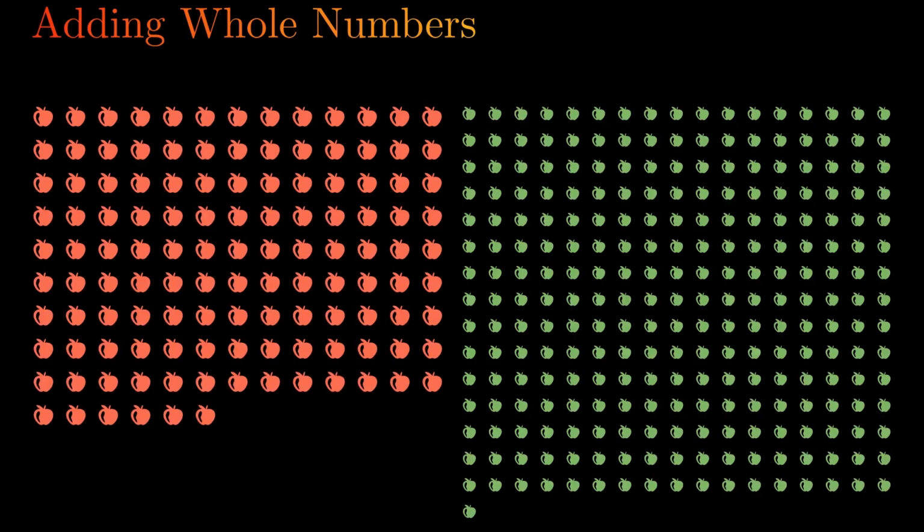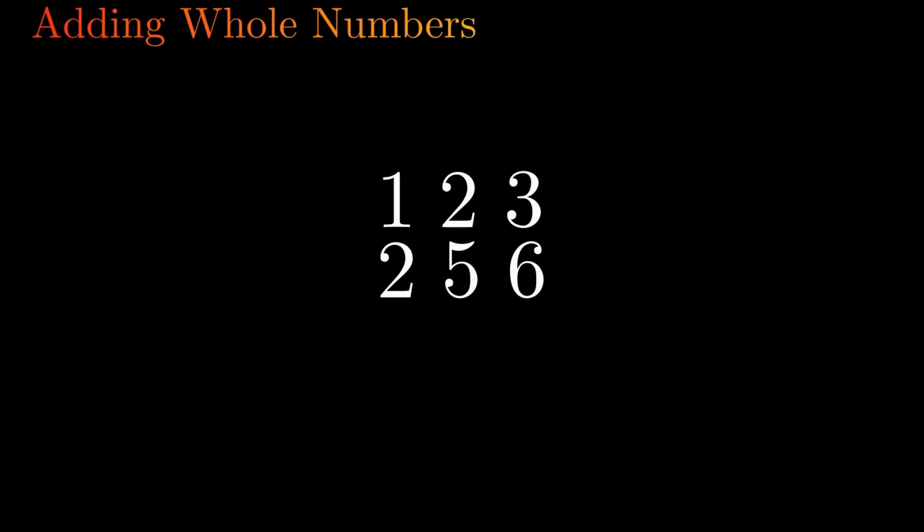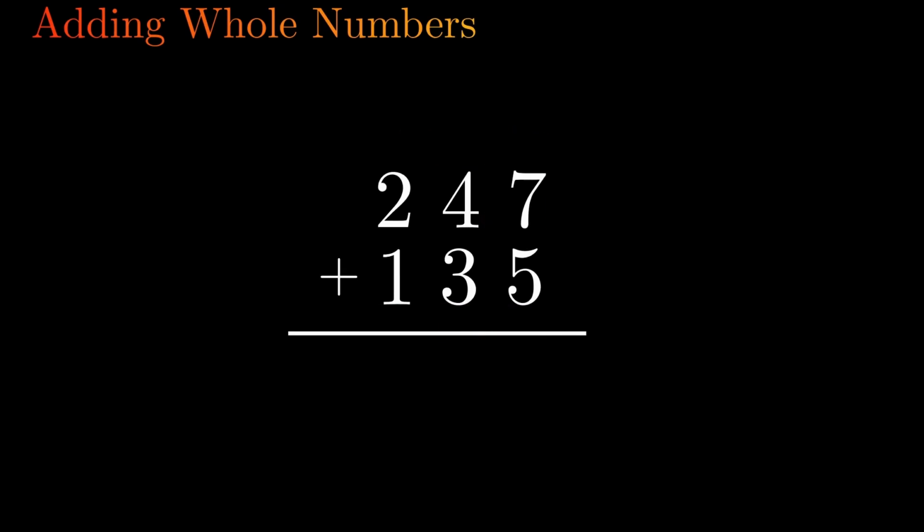The best way is to do it vertically. The most important rule is to align the place values. That means the ones are stacked, the tens are stacked, and the hundreds are stacked. Now let's try an example that uses carrying. This is what we do when the sum of a column is 10 or more. Let's add 247 and 135.